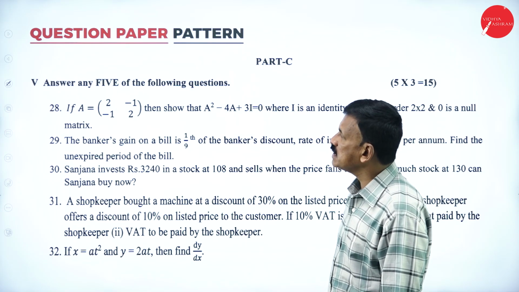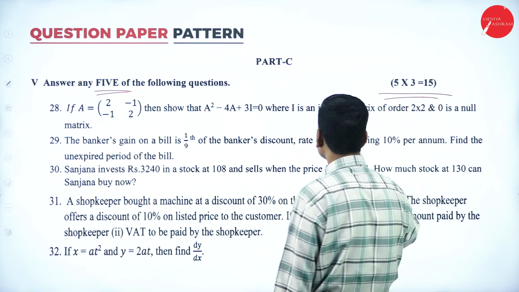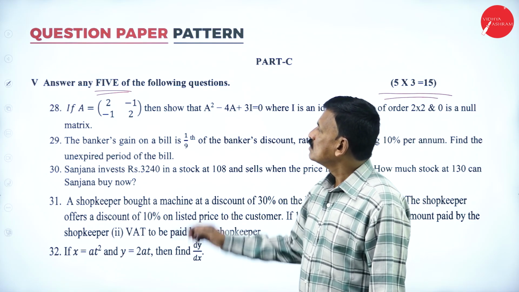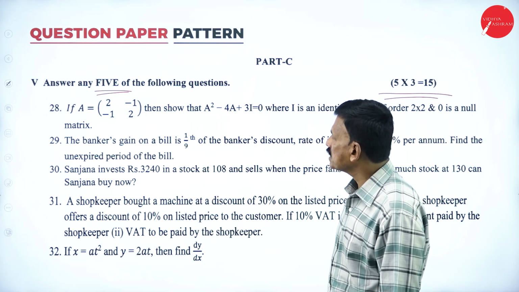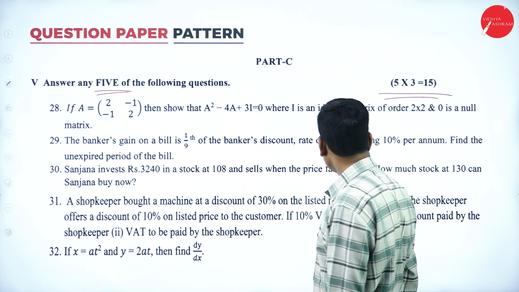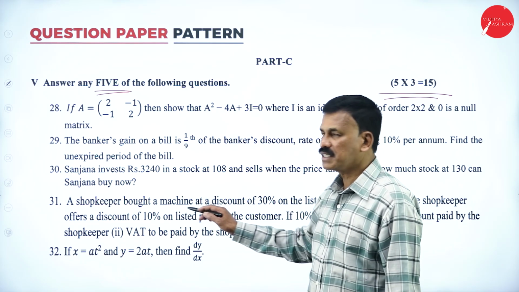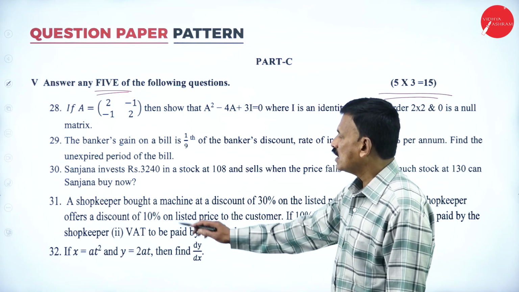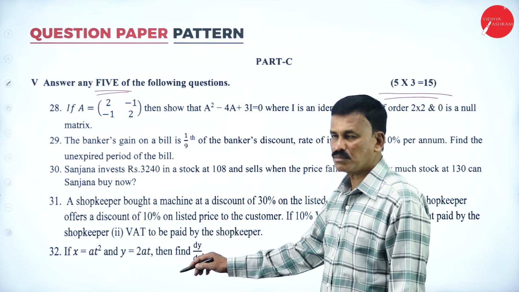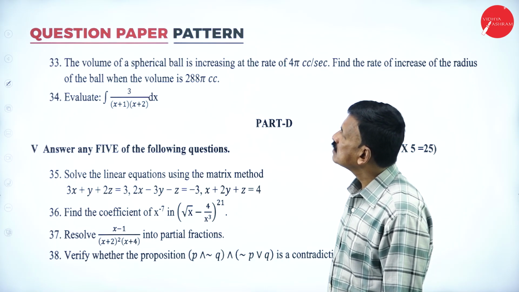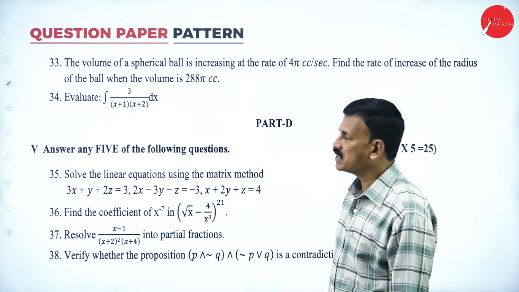Now move on to the next part, C. Answer any 5. Each question carries 3 marks. So the first 3 mark question is from matrices and determinants. The second question is from bankers gain and discount. The next one is from stocks and shares. Again this is from VAT, value added tax. Then the next one is from second year, that is differentiation of parametric functions. Then again from application of derivatives and indefinite integrals.